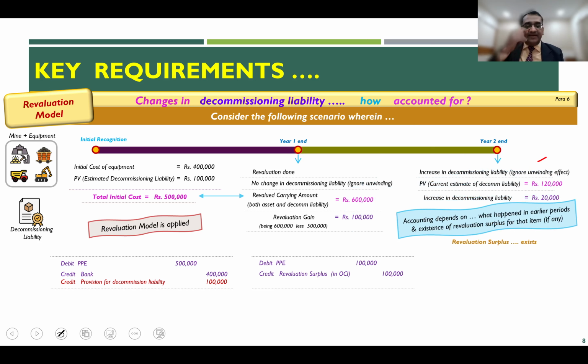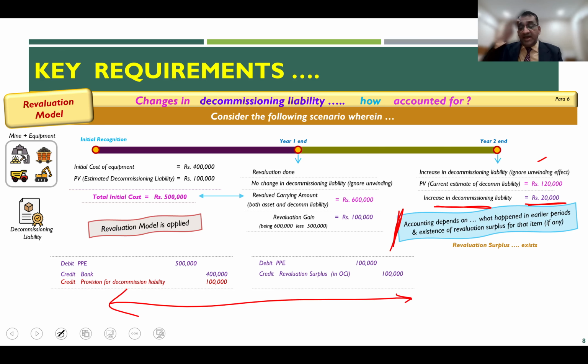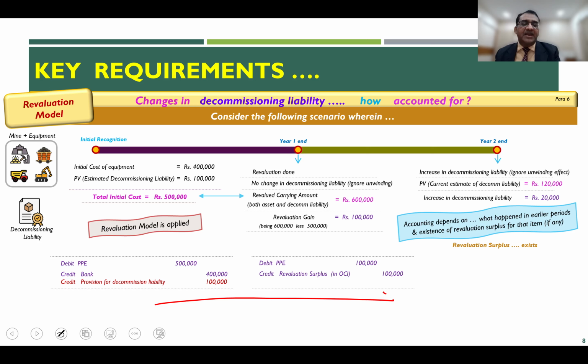Now, accounting for this 20,000 increase in the decommissioning liability depends on what has happened in the earlier periods, as we have seen with how revaluation gains and losses are treated. Even for the change in the decommissioning liability, accounting for this 20,000 will depend upon what happened in earlier periods. If you look at our case, what has happened in earlier years? In the earlier year, you increased the value of the PP&E by 1 lakh rupees because you had a gain of 1 lakh rupees. Now you have a loss of 20,000 rupees.